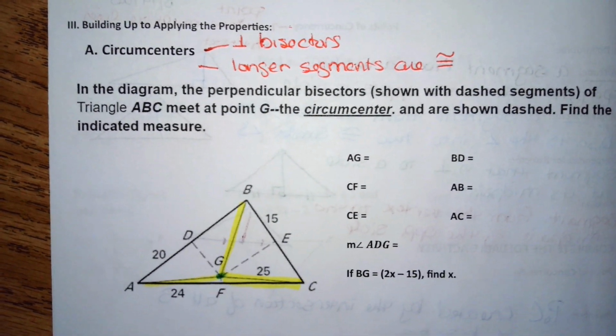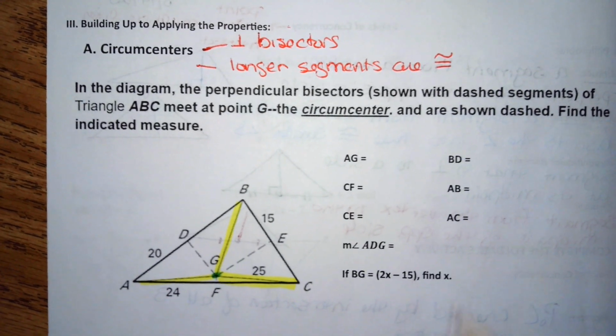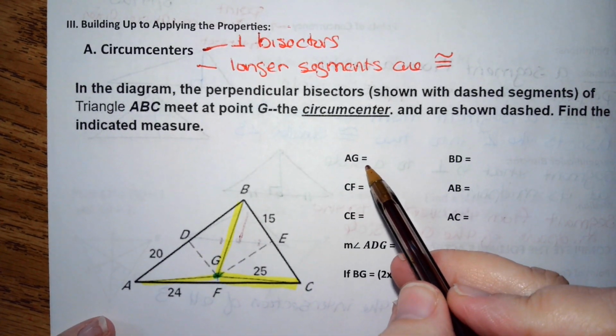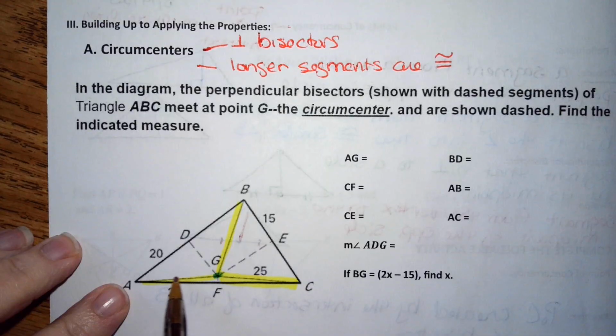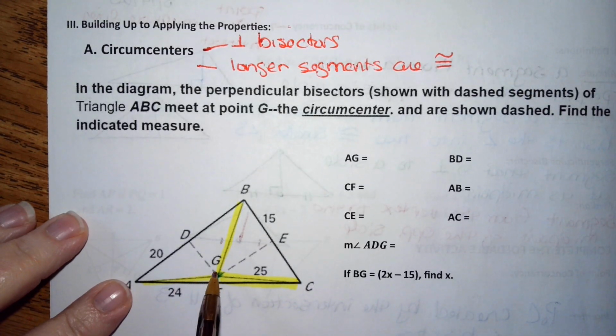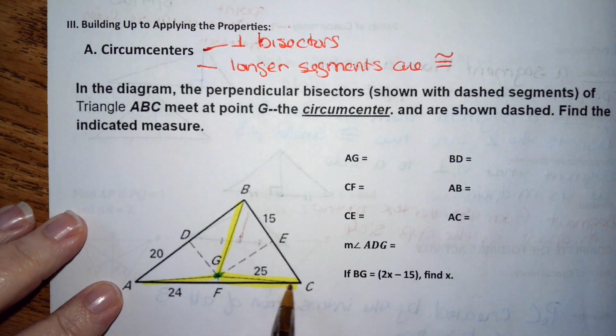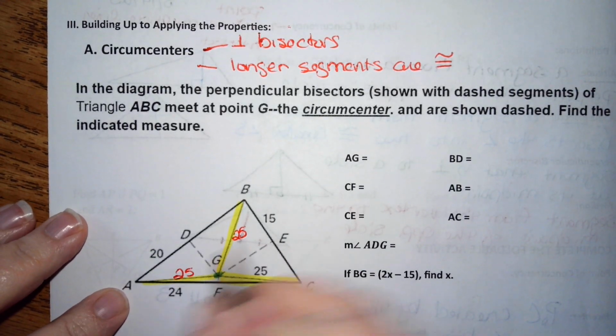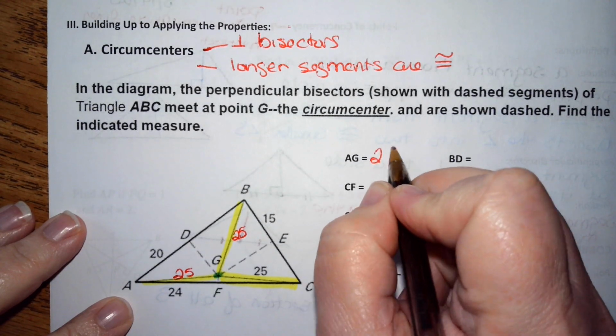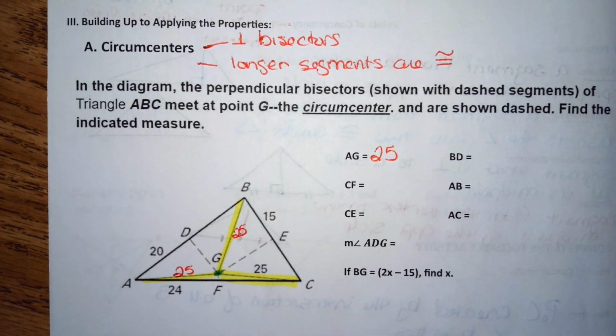So now let's read into the problem here. They want to know AG. All right, so here's AG. That's one of the yellow segments, isn't it? Do we know what one of the other yellow segments is? CG. What's the length of CG? 25. So if that one's 25, the other two are also 25. So AG is 25.